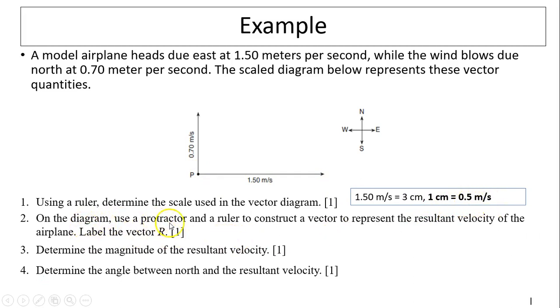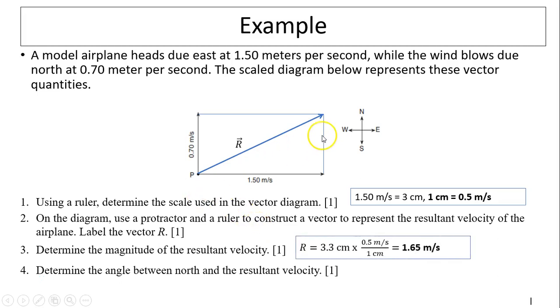Next, on the diagram, use a protractor and a ruler to construct a vector to represent the resultant. Because this is tail to tail, I have to draw a parallelogram. The diagonal is the resultant. I label it R. Next, to determine the magnitude of the resultant vector, I use a ruler to measure how big it is. I measured 3.3 centimeters. Now I use the scale of 1 centimeter equals 0.5 meters per second. I get 1.65 meters per second.